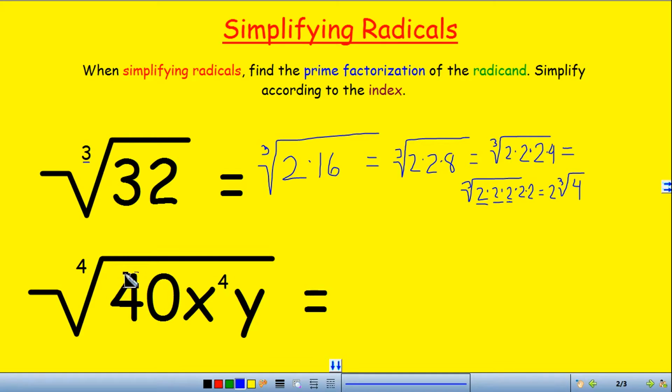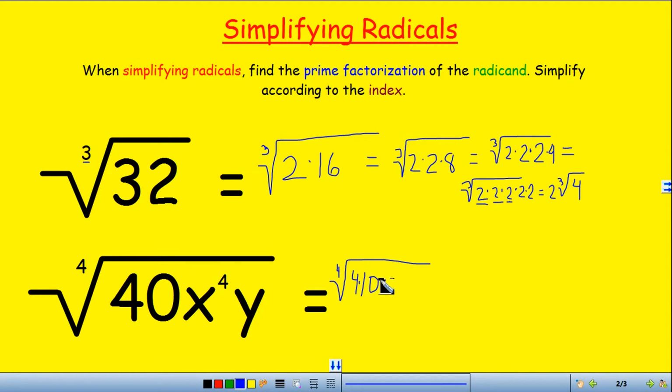Let's look at the second problem. Here, we have 4 as our index. With 4 being our index, we can take the numbers on the inside, the radicand, and break that down to simplify it more. So we're going to put the 4 as our index here, and we're going to break 40 down. 40 can be broken down into 4 times 10.